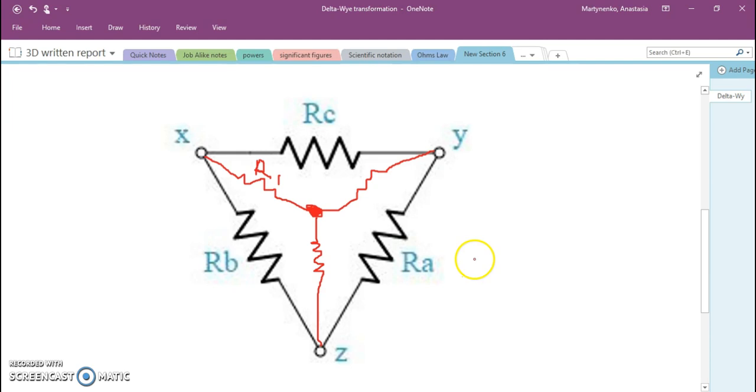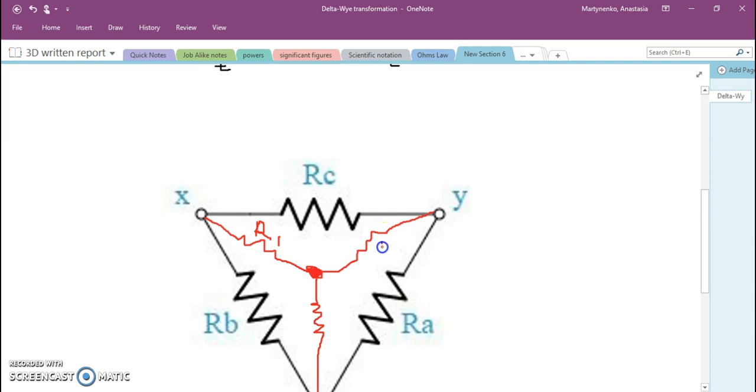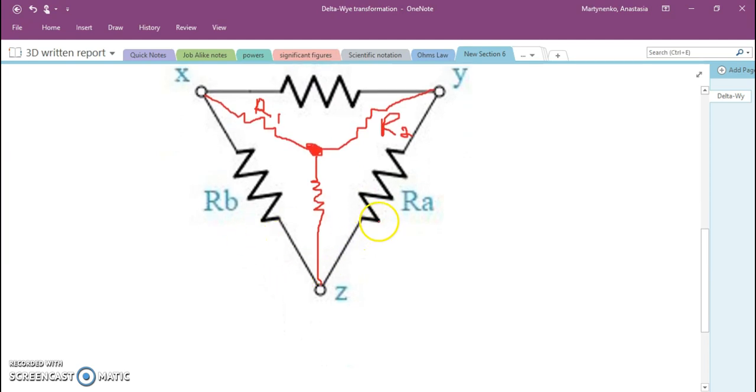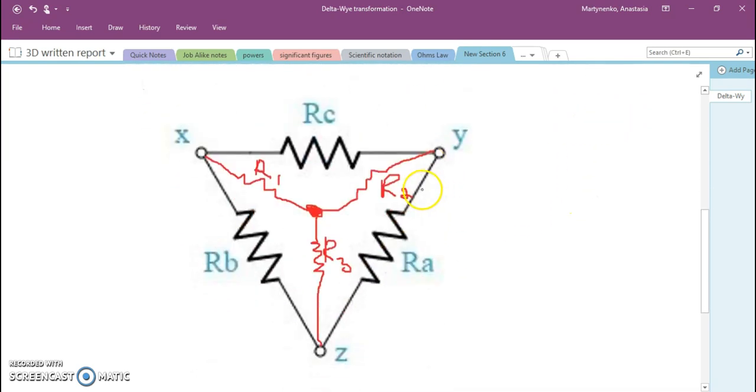Looking at this, you should think that, okay, R2 has to be RA times RC. Well, let's take a look. And R2 is RA times RC. So it's always the one in between. This is my R2. And my R3 is RA times RB over the sum. Right? So very easy way to remember this transformation, really.